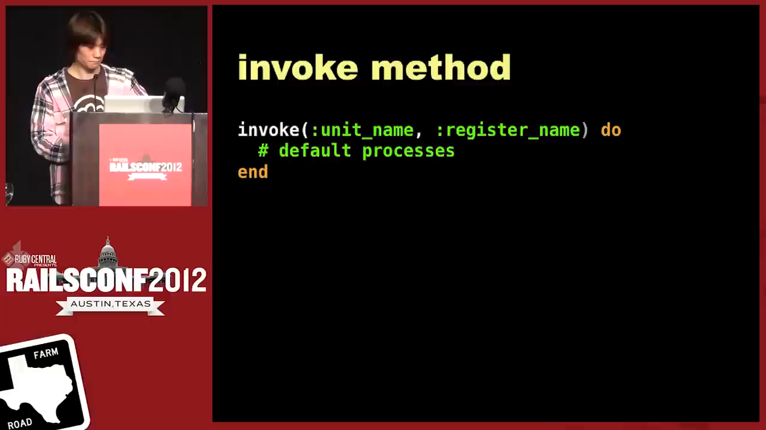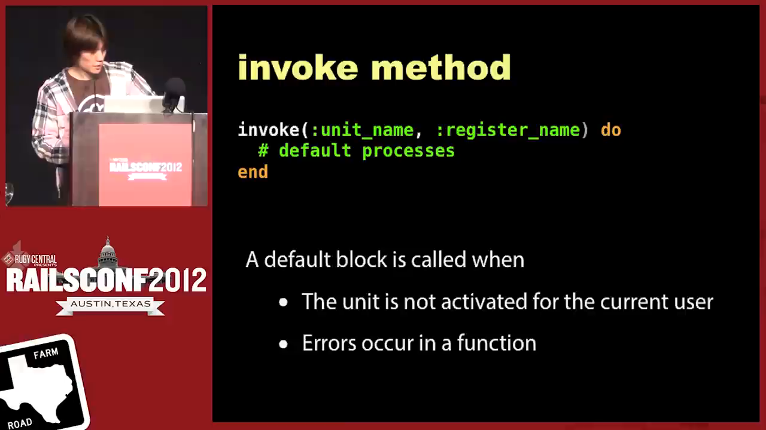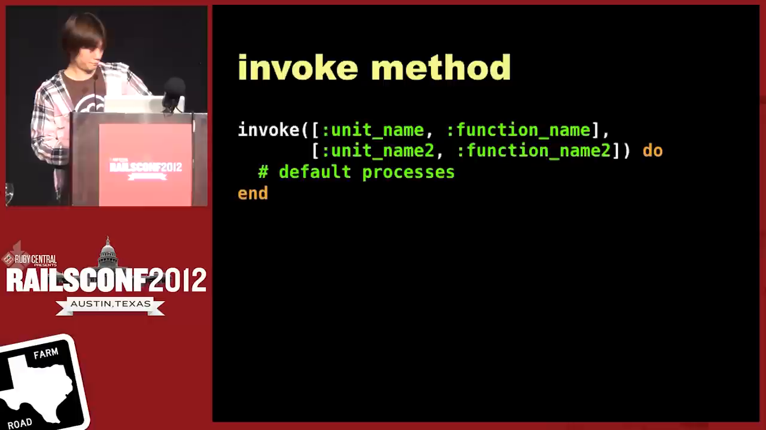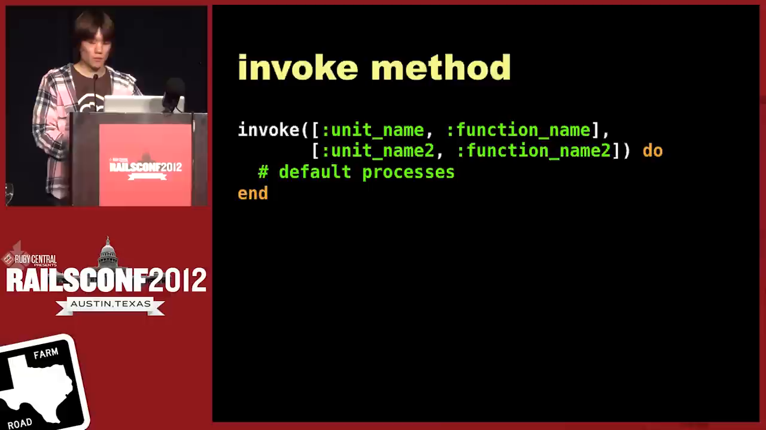As shown in the demo, an invoke method can take a block. This is called the default block. The default block is evaluated in the following cases. One is when the unit is unavailable, and the other is when errors occur in a function of the unit. When you pass associative arrays of a unit name and a function name, their availabilities are examined in the given order, and the first available pair is evaluated.